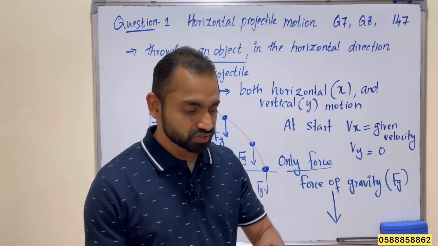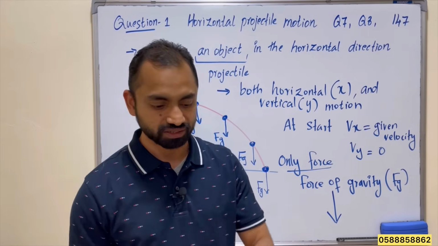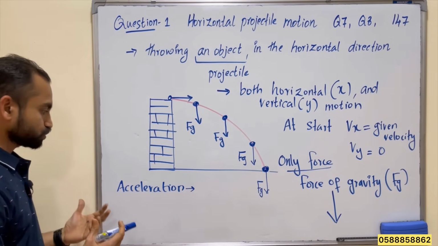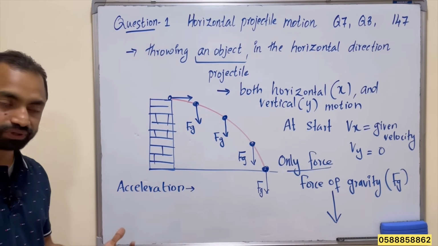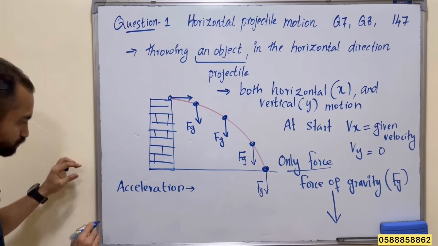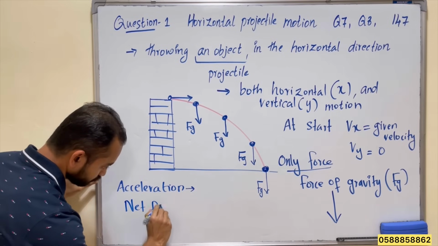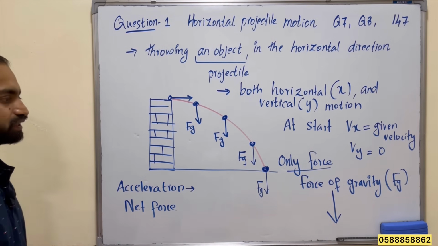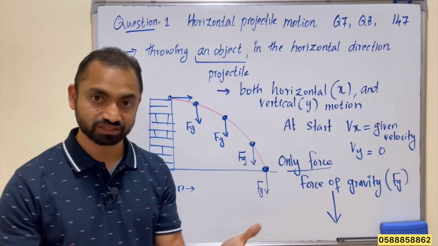If net force is increasing, acceleration will be increasing. If it is decreasing, acceleration decreasing. If net force is constant, acceleration will be constant. So acceleration is the child of, or the product of, net force. So acceleration is from net force. So here we can see there is only one force acting on the projectile. So that is the net force.